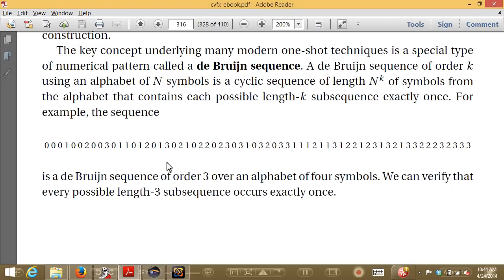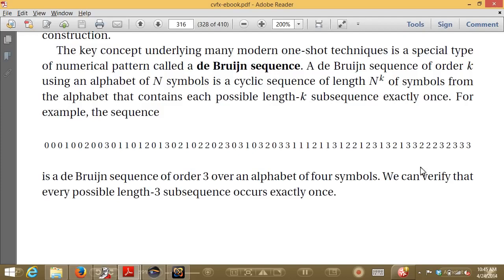And that's even true cyclically. So here it wraps around. The last one here is 3, 3, 3, and if I look at this wrapping around, 3, 3, and then back to 0, there's no 3, 3, 0 anywhere in this sequence until I get to the end.